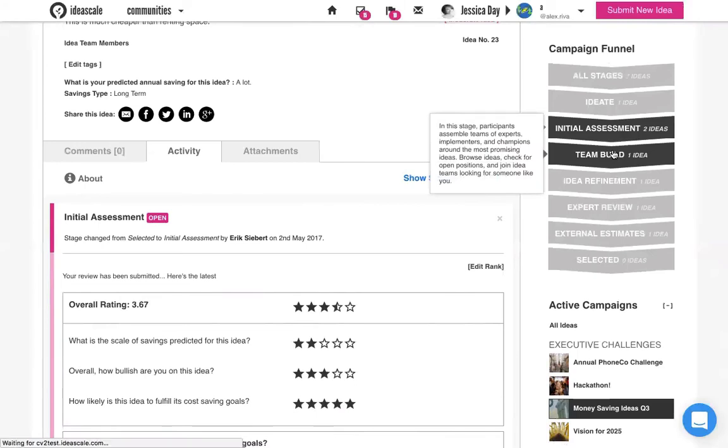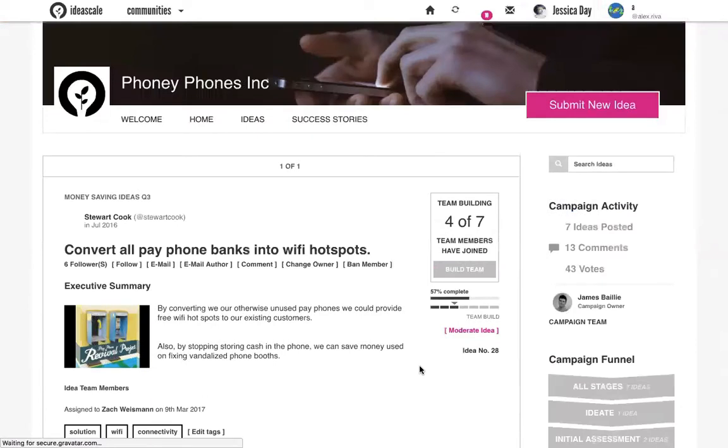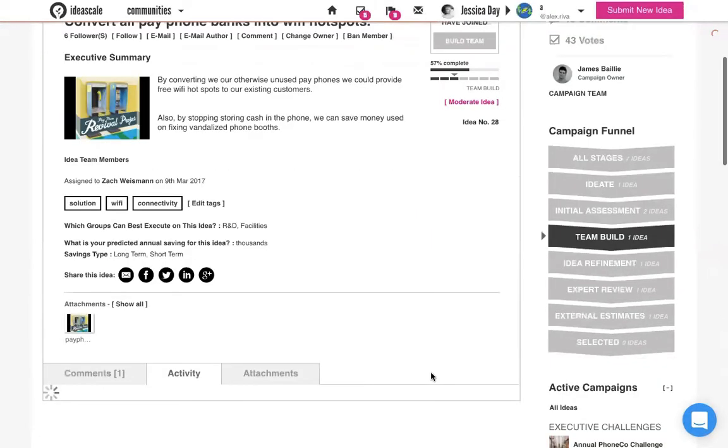We've got an idea in there. This idea, converting all payphone banks into Wi-Fi hotspots. So I'm going to go ahead and say that I want to build the team out here.